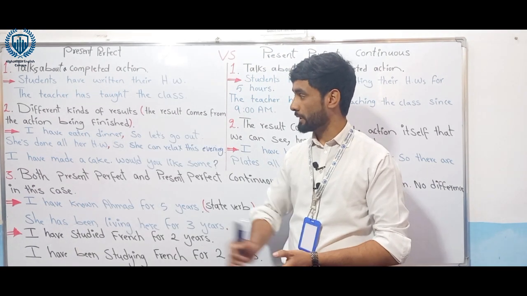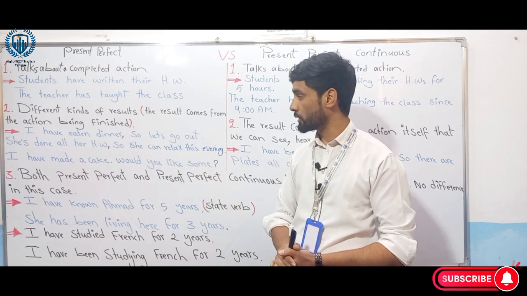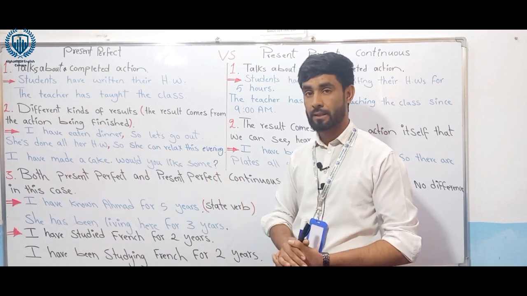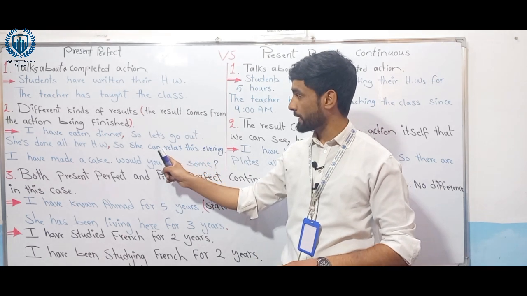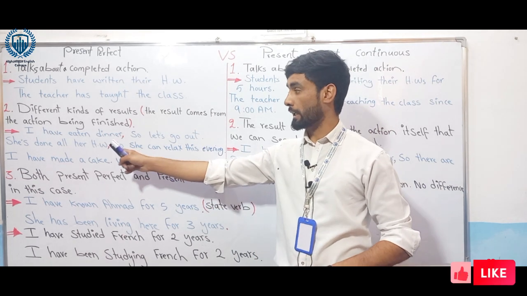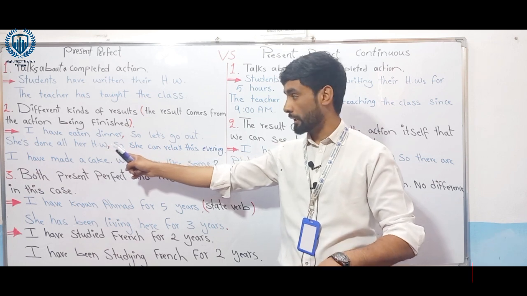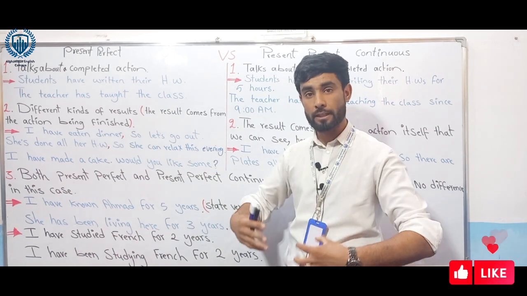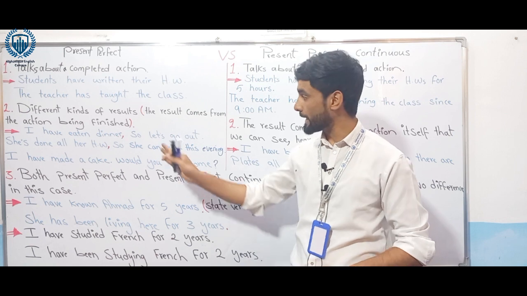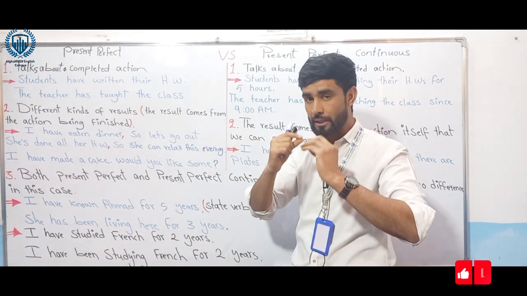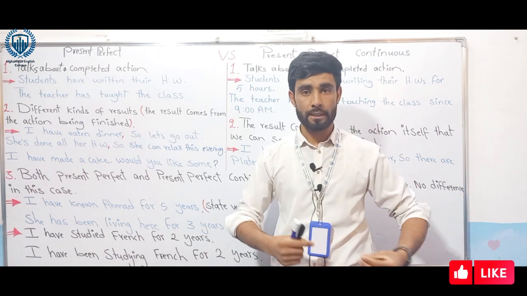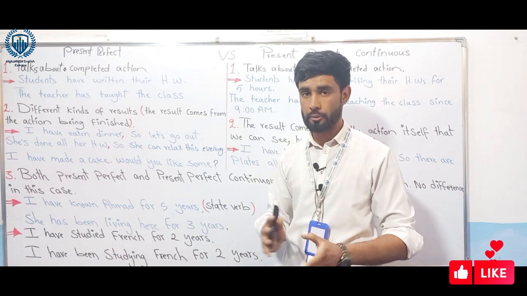The second example is she has done all her homework, so she can relax this evening. The result of the action comes from the finished action. It means she's done with her homework and now it's time to relax. I haven't written this sentence in the present perfect continuous tense. I will just tell you because here I didn't have enough space, I didn't write it.